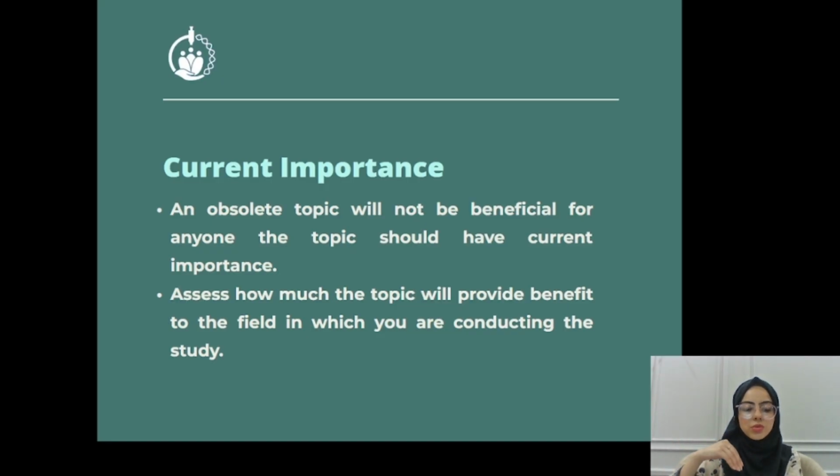Also, always consider how much of your chosen topic will actually contribute to the field in which you're conducting the study. Is it offering new insights? Is it driving innovation? Is it going to help with the informed decision making? So when you assess the potential benefits of the topic, it helps ensure that your research efforts are going to have a meaningful impact. So prioritizing current importance aligns your research endeavors with the dynamic needs and priorities of the medical community, and you're contributing to the medical community and your particular area of study in a meaningful way.